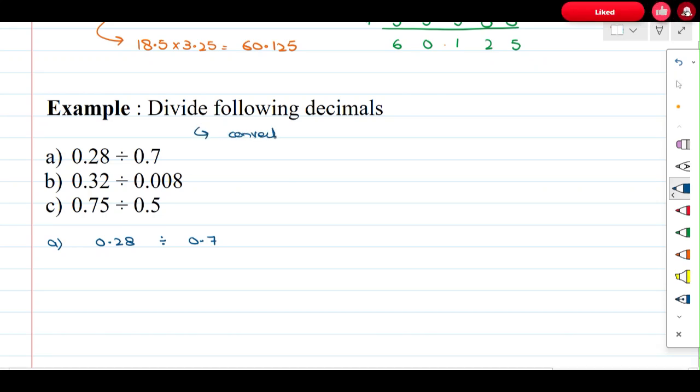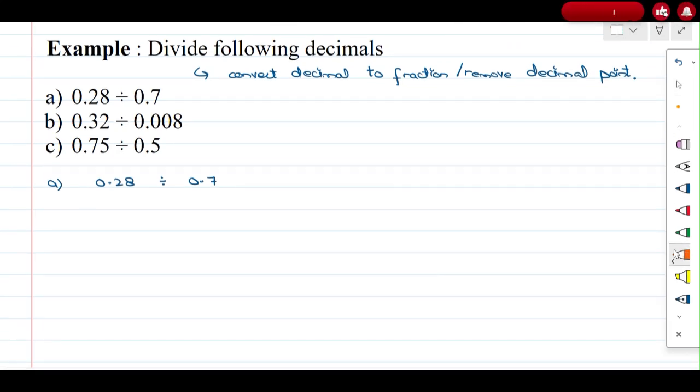Convert decimal to, or we can say, we can convert the decimal to fraction, or we can say remove the decimal point. Remove decimal point. Okay, now I'm going to show you how do I remove the decimal point or how do I convert the decimals to fractions, right?